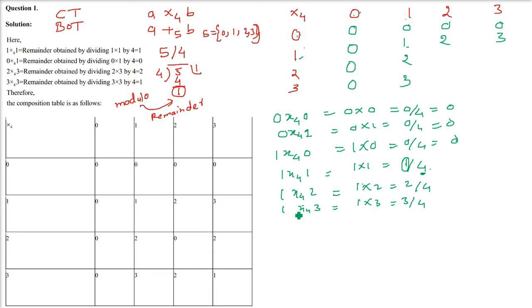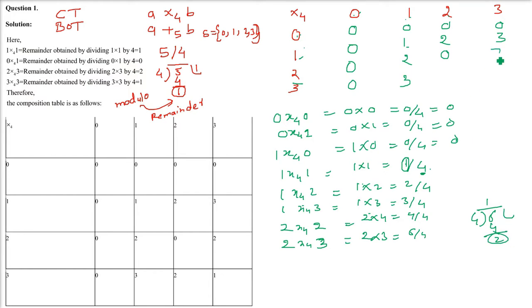Now 2 into 2, 2 ×4 2. What do you get? 2 2s are 4. This is not 2 into 4, it is 2 into 2. So 4 divided by 4 will be what? It will be 0, because 4 divides 4. Then 2 and 3; 2 and 3 and 3 and 2 will be the same. So 2 into 3 is 6. When you divide 6 by 4, 4 ones are 4, you get 2. So 2 will be the remainder, right? Similarly here we get 3 and 2.